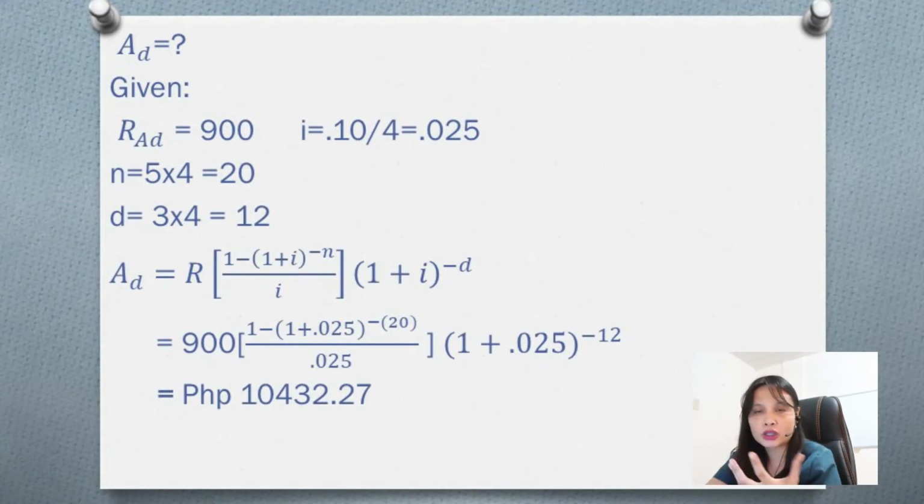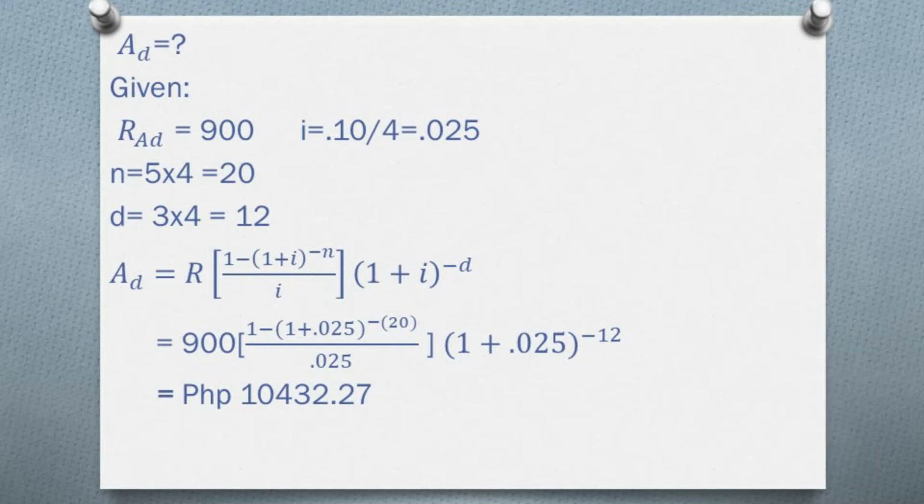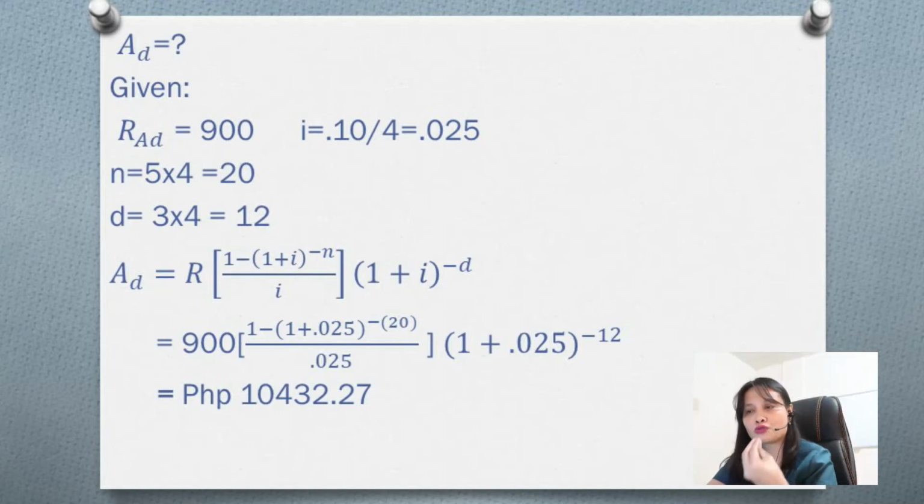First we need to identify the given variables. We have the periodic payment, which is 900. Then i, your periodic rate, would be 0.10 divided by 4, so you have 0.025. Then your N would be 5 times 4, that would be 20 periods. What about your D? For your D, that would be 3 times 4 equals 12, because you have a deferment period of 3 years.